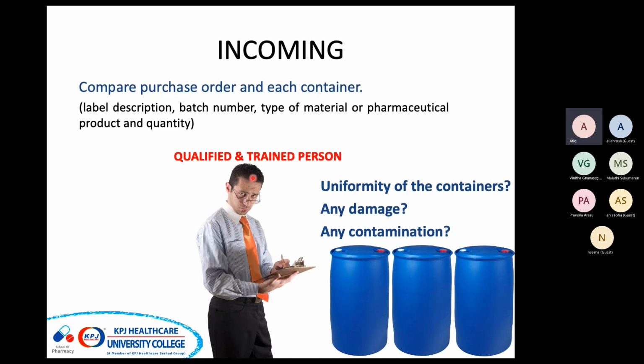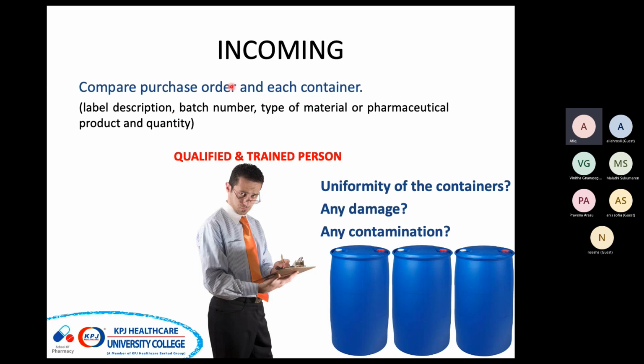So when we talk about incoming, it means incoming material. Basically, this is more to raw material. Before you want to produce a batch of, let's say, a tablet, you must have all the raw materials ready. The raw materials are normally stored in the warehouse. When all of these materials arrive at your premise, you have to compare the purchase order to each container that has arrived.